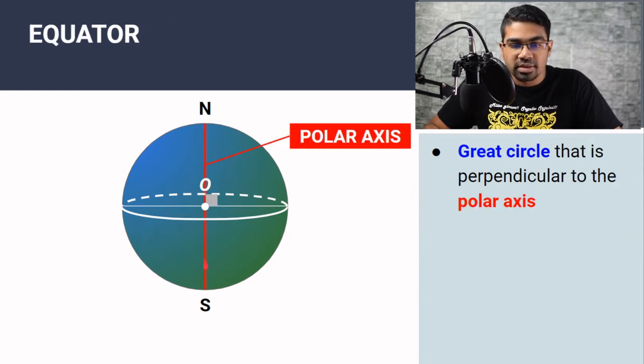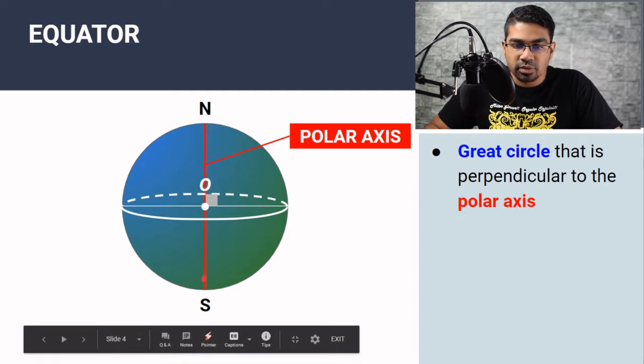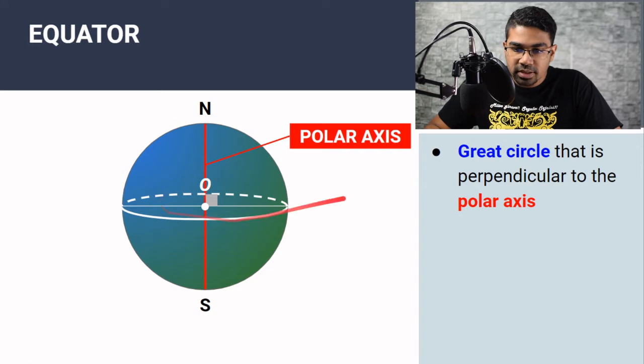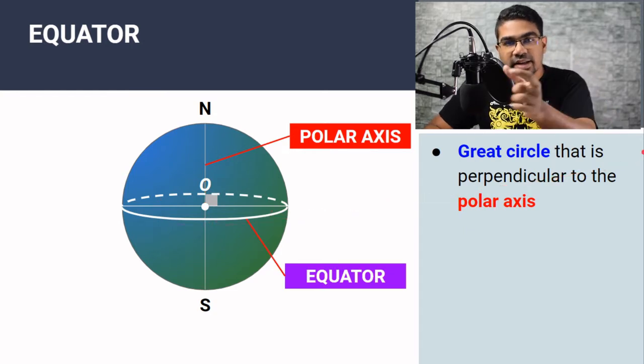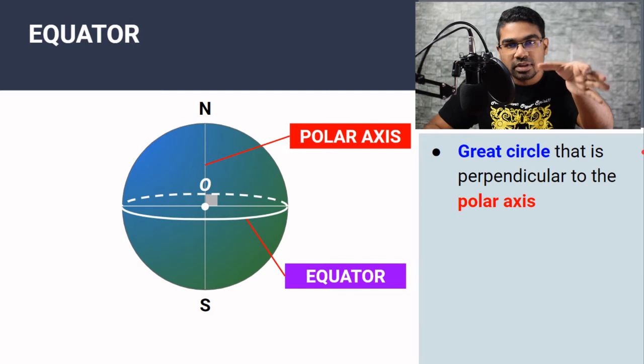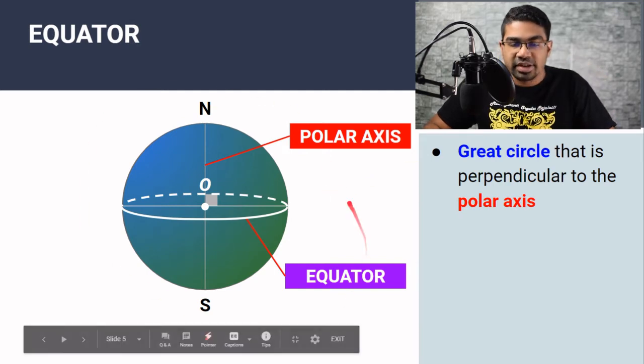This is the polar axis. It goes from the north pole to the south pole, geographic north to geographic south pole. And when the great circle is perpendicular to the polar axis, like this one, this is the equator. So our equator is exactly at the center of the earth when we are looking at it from this orientation.